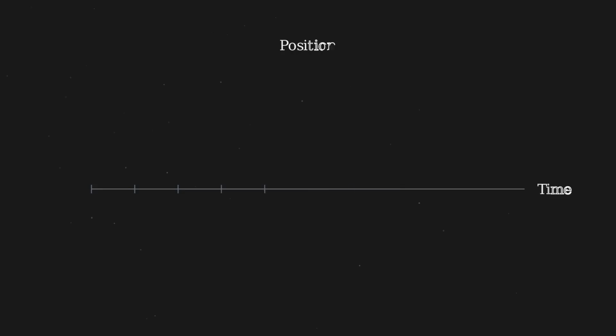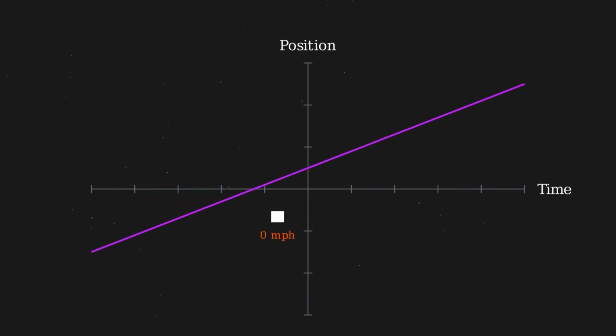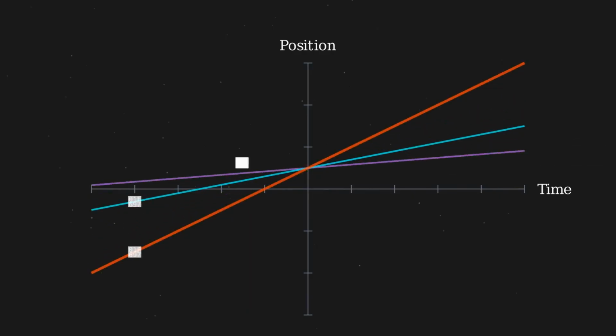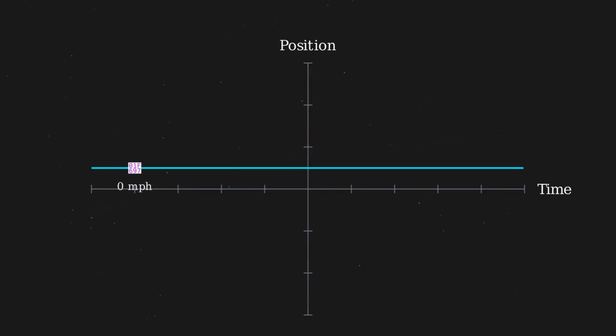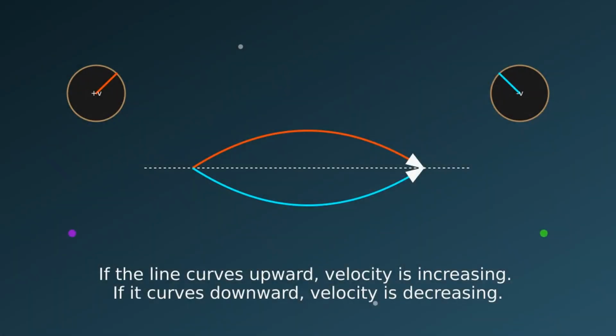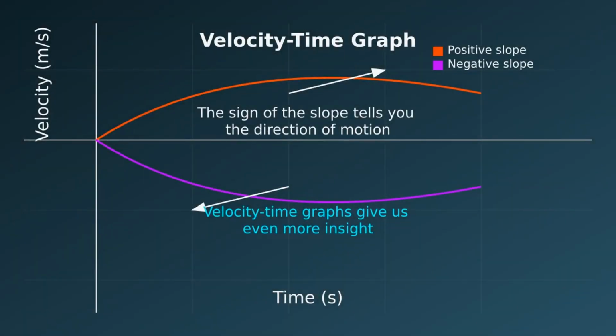Now, position time graphs are incredibly powerful once you know how to read them. A flat horizontal line means the object isn't moving at all, zero velocity. A straight slanted line means constant velocity, and the steeper the line, the faster the object is moving. If the line curves upward, velocity is increasing. If it curves downward, velocity is decreasing. And the sign of the slope tells you the direction of motion.